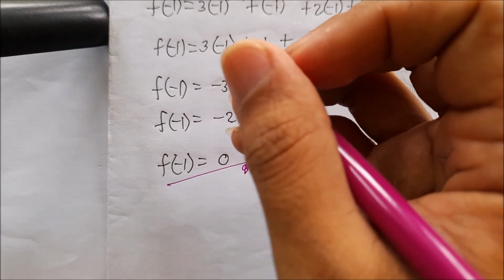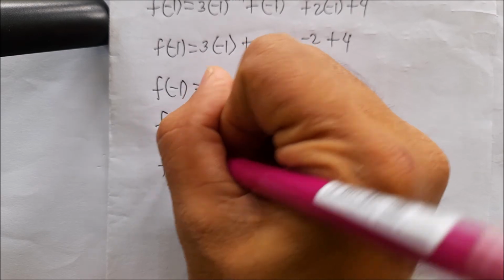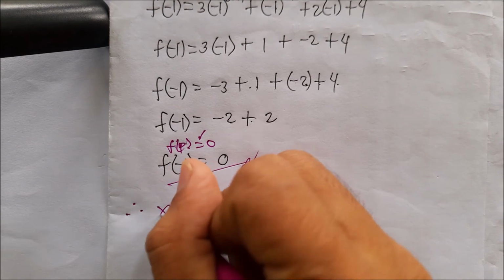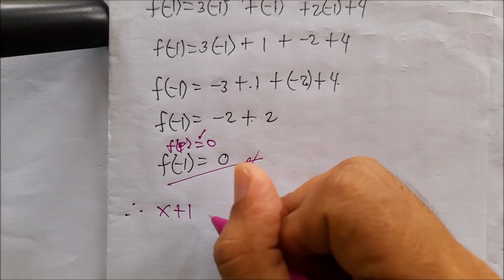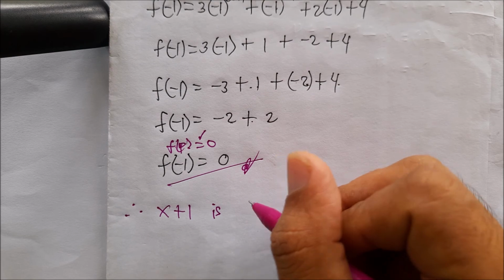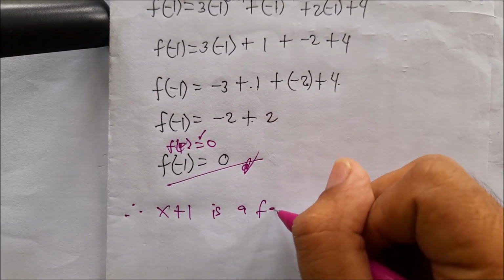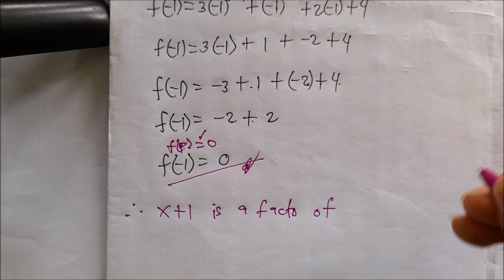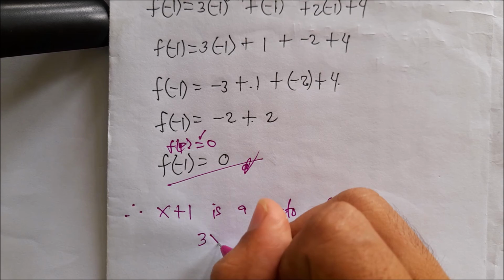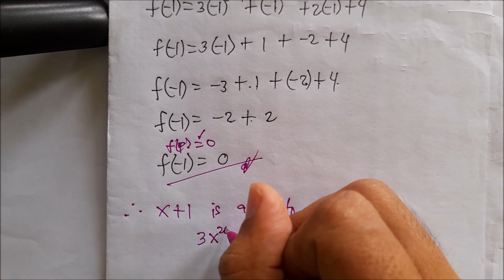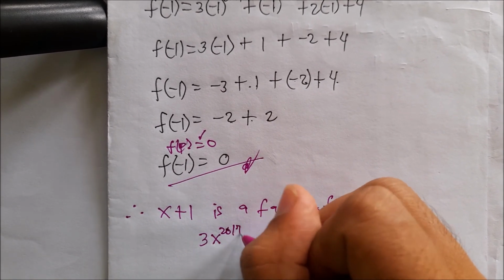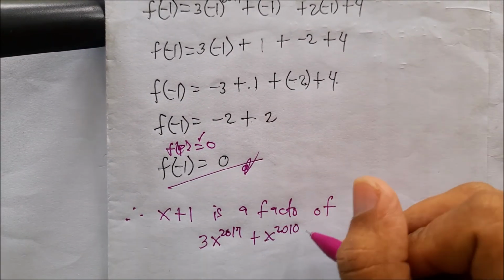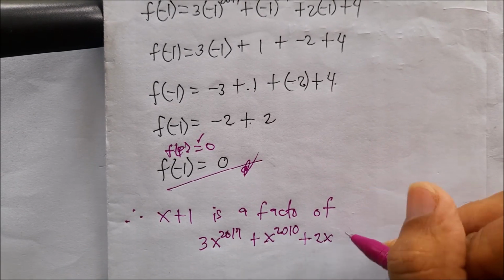Since f of p equals 0, therefore x plus 1 is a factor of 3x raised to 2017 plus x raised to 2010 plus 2x plus 4.